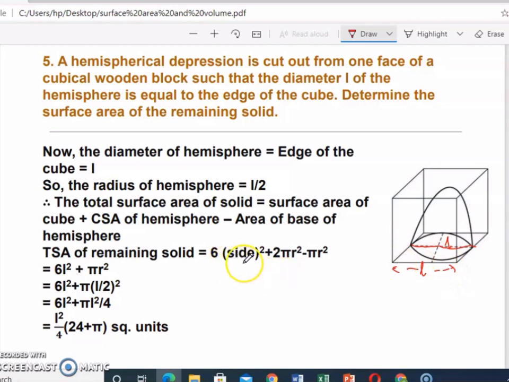Here the only thing is side dimensions are not given. It is given as a variable L. So you will take it as L only, and radius is L by 2. So 6L square plus 2 pi r square minus pi r square. In place of r you can substitute L by 2 the whole square. So you will get 6L square plus pi L square by 4. So you can take this common and you will get L square by 4 into 24 plus pi square units.